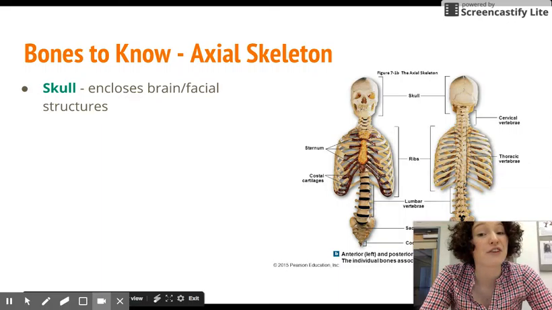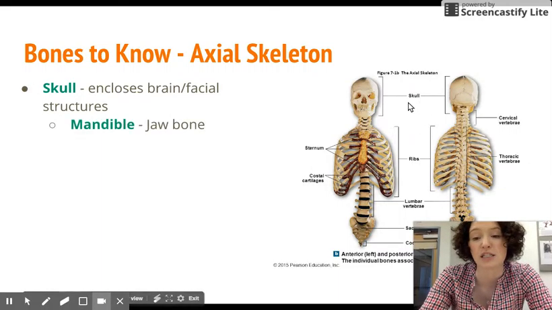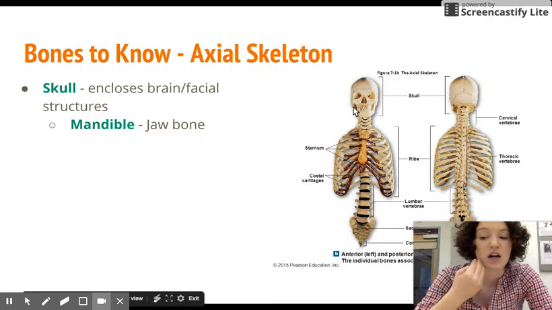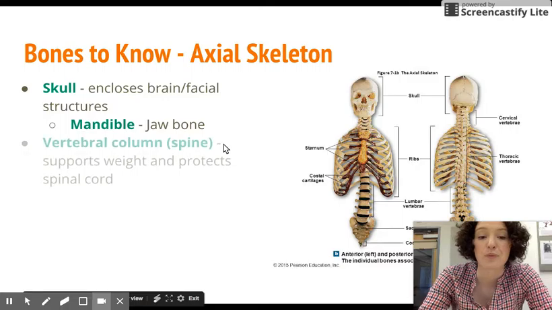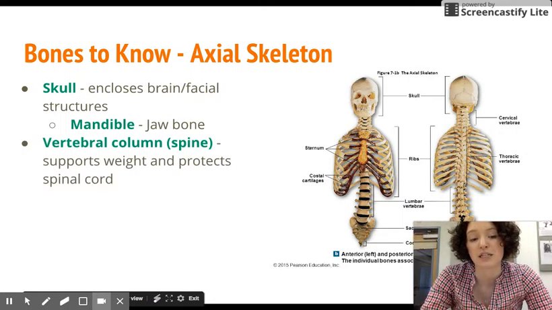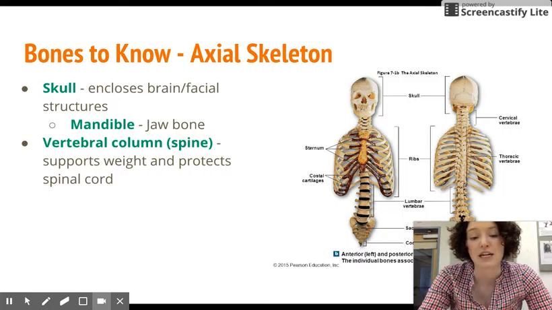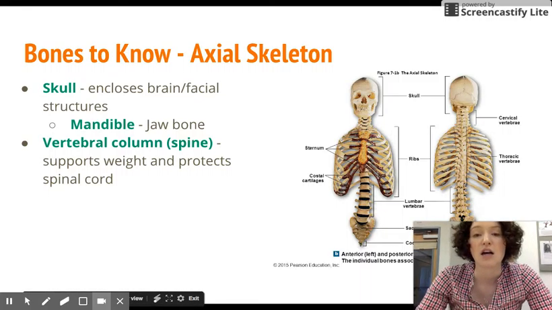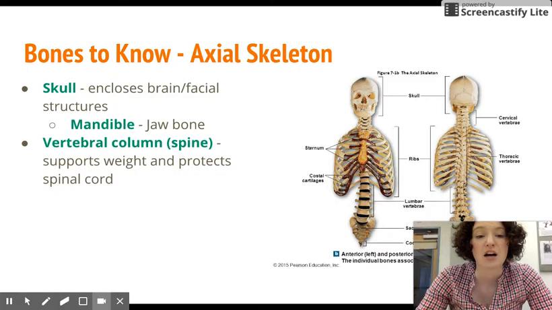It has one freely moving joint, which is at the jaw where the mandible attaches. So you should be able to recognize the mandible, which is going to be this lower jawbone. The vertebral column supports weight and protects the spinal cord. It's made up of 26 irregular shaped bones. They're going to be your vertebrae.